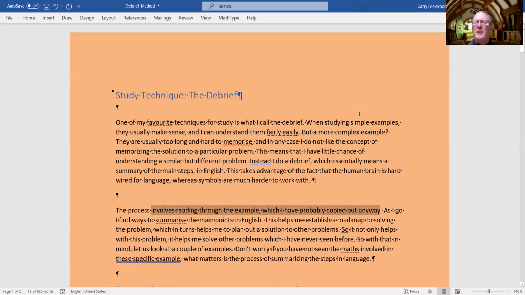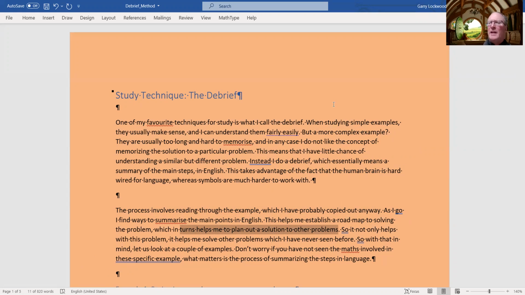The process involves reading through the example, which I've probably copied out anyway. That's a really good thing to do, particularly with hard examples, copy them out. And as I go, I find ways to summarize the main points in English. And this helps me establish a roadmap to solving the problem. And so if I come across another problem, I've got a bit of a head start on figuring out what I have to do to solve it.